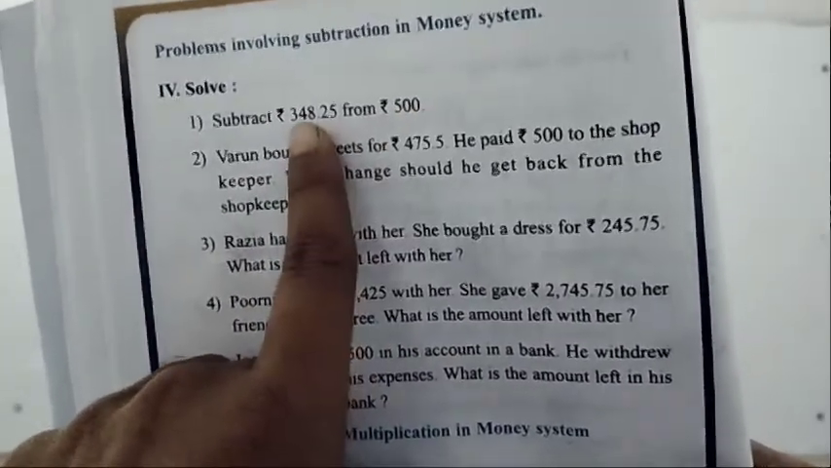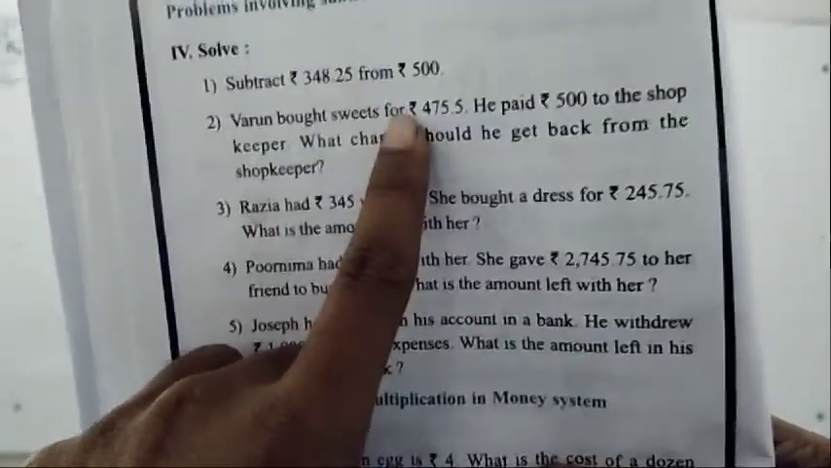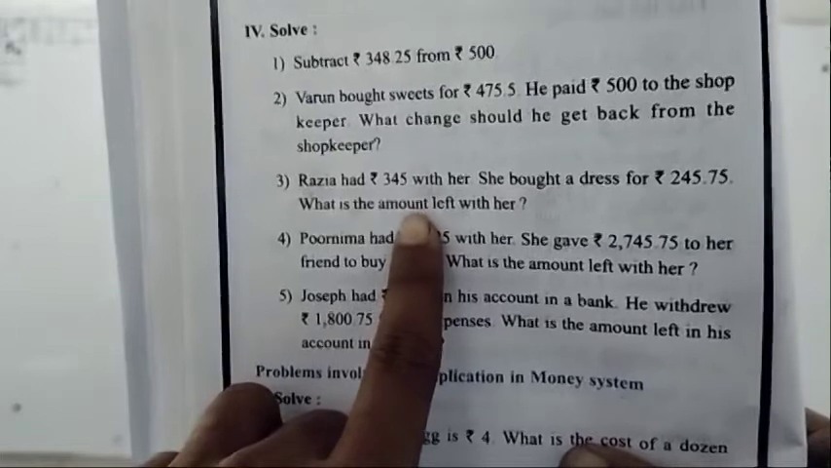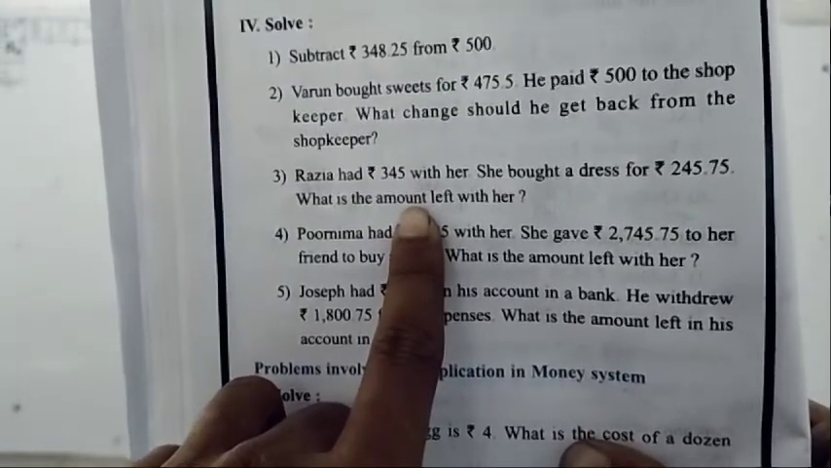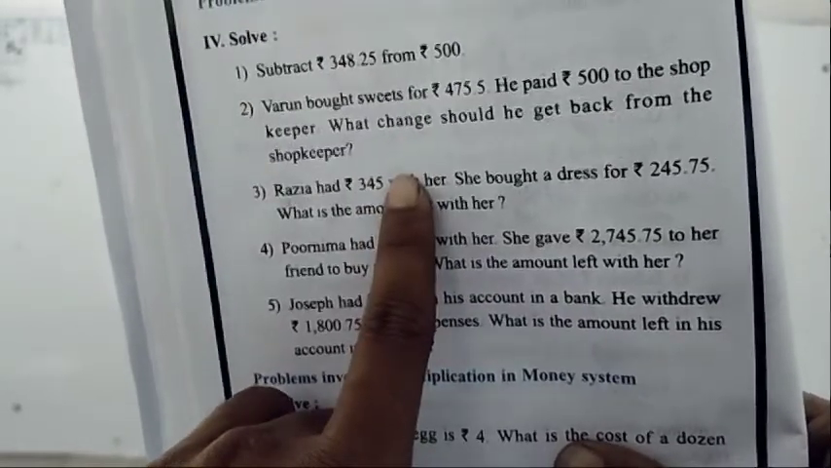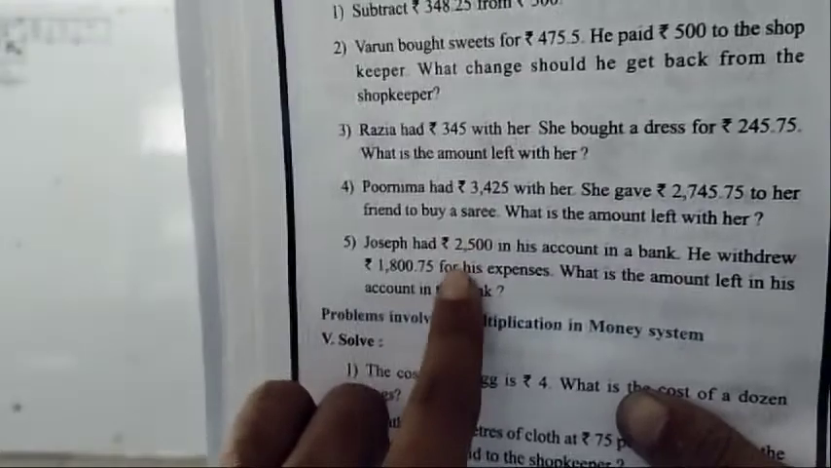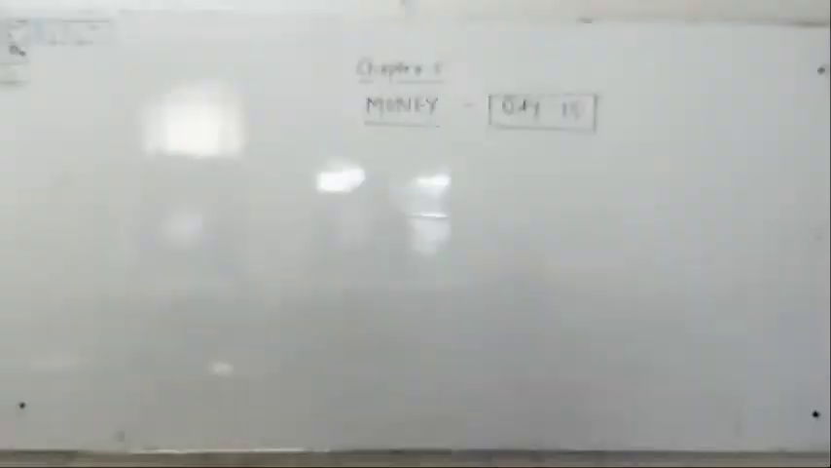Do this subtraction. Then this is Varun bought, you have to do own. Then Razia had 345 with her. She bought a dress for rupees. Okay, this one you have to solve own. It is very easy. Then this is I am going to solve. Okay, Joseph, fifth one only I will solve.